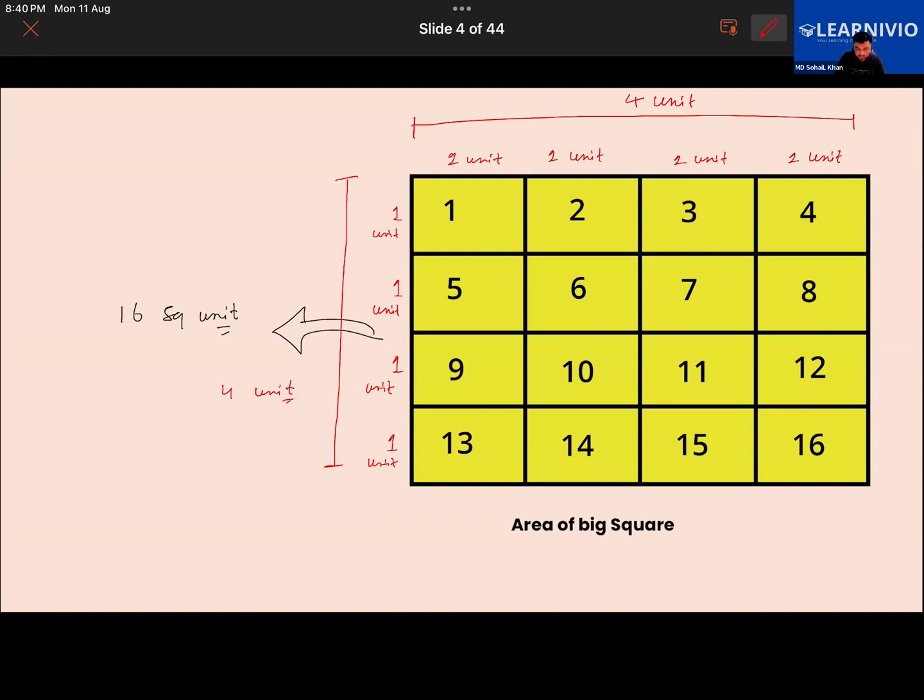So rather than counting all the squares separately, how about we multiply these sides? Multiply both, 4 into 4. That is going to be equal to 16 square units. So which one is easier, multiplying the sides or counting the squares? Multiplying the sides.